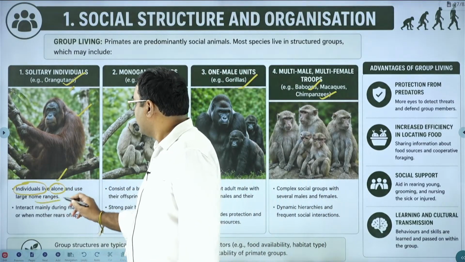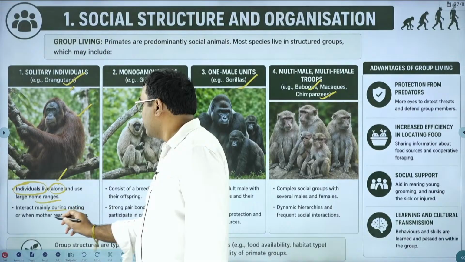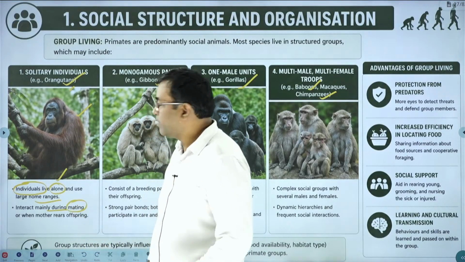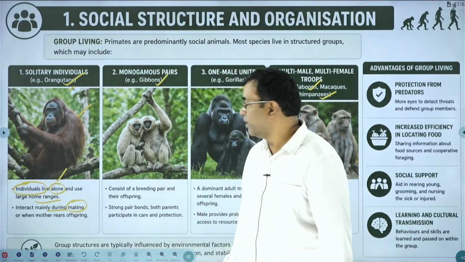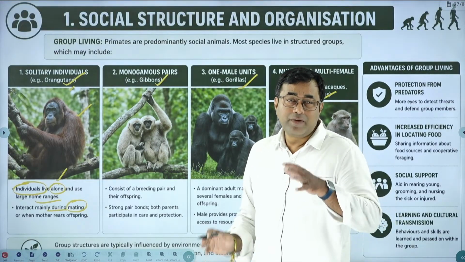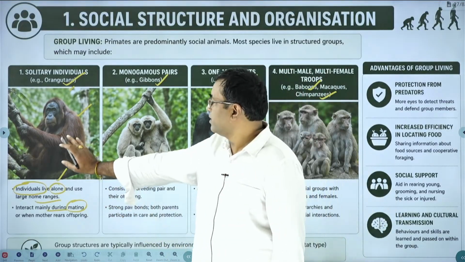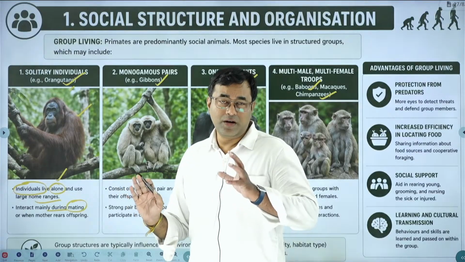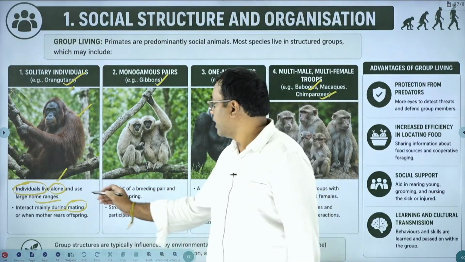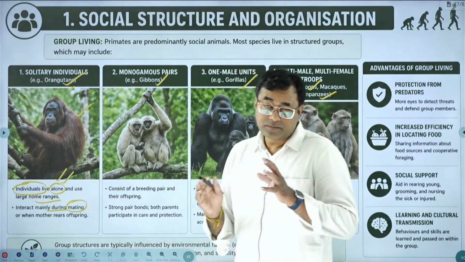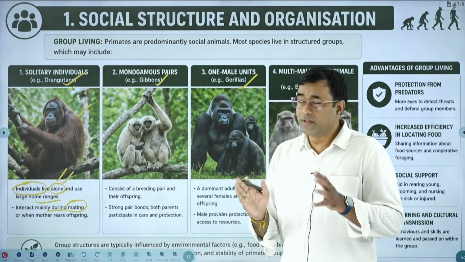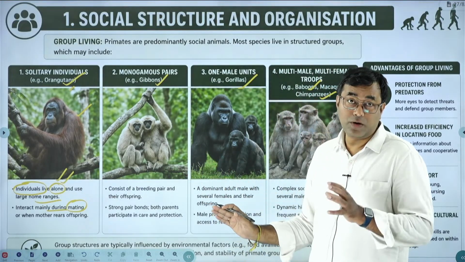So, at the same time, they interact mainly during mating. At the time of mating and having a child they will interact, otherwise most of the time they will be in isolation, or alone in a particular space. So that is considered to be the feature of the orangutan.